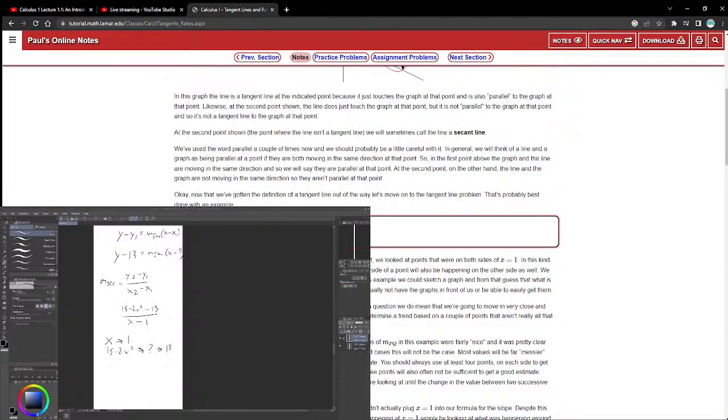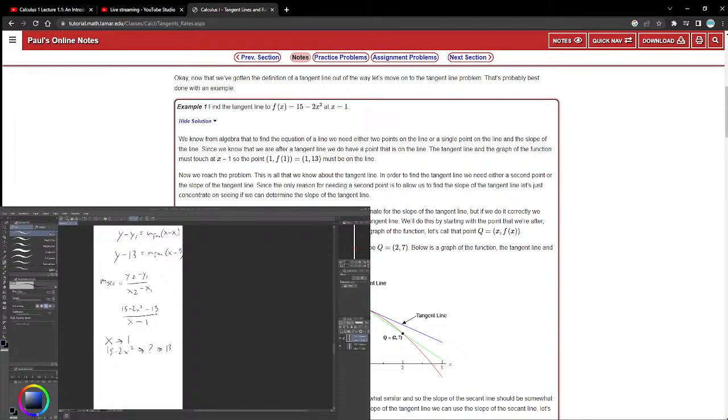This is a little bit different. So we know from algebra that to find the equation of a line, we need either 2 points on the line or a single point on the line and a slope of the line. Since we are after a tangent line, we do have a point that is on the line. The tangent line must touch the graph of the function at x equals 1, so the point 1, f of 1 equals 13 must be on the line.